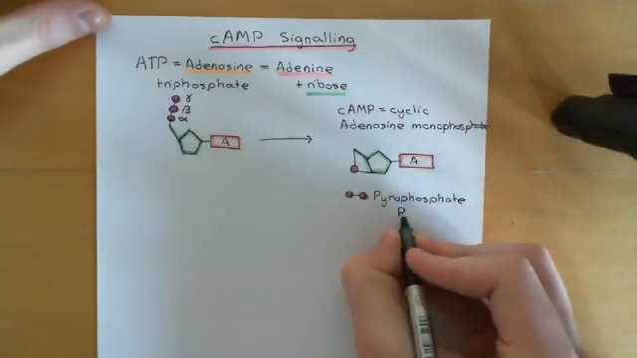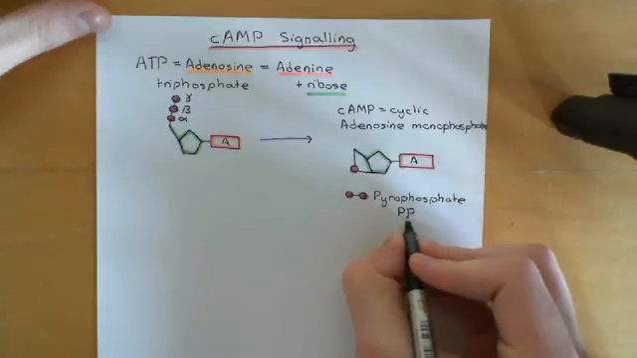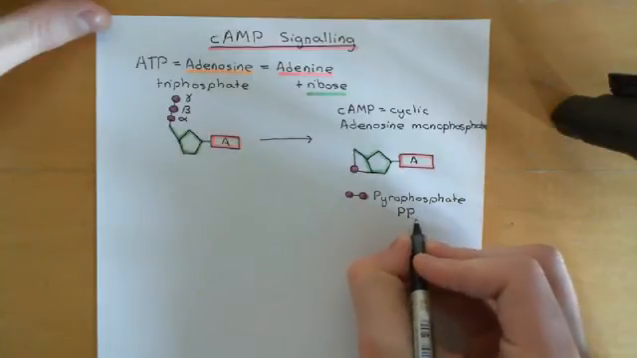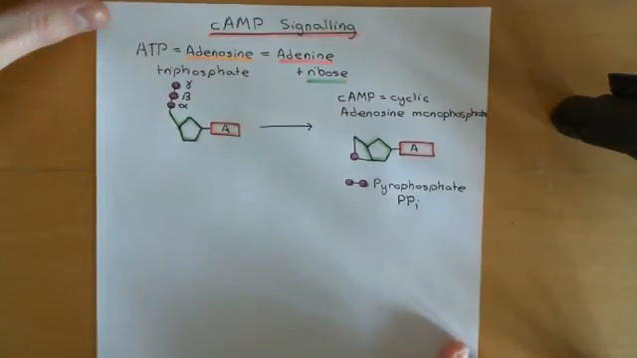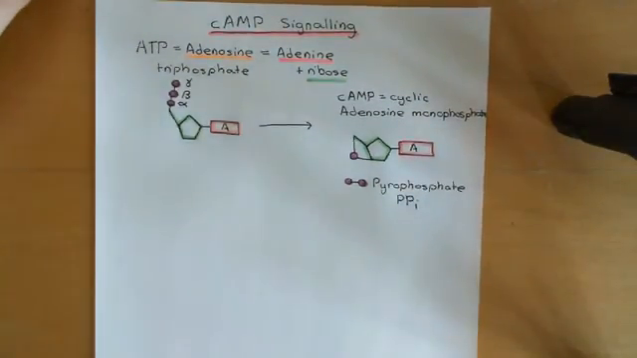For short, pyrophosphate is often abbreviated to PP, and then people put a little i subscripted, in the same spirit as when people show phosphate groups, they put an i in the subscript. It means inorganic. So we've got cAMP and PPi as the two products of this reaction. That's how we can generate cyclic AMP molecules from ATP molecules.